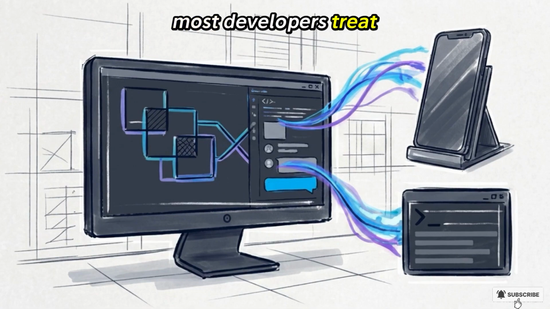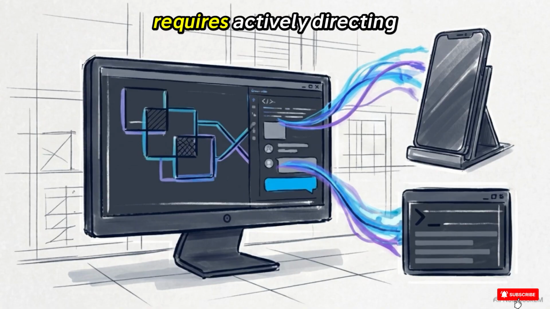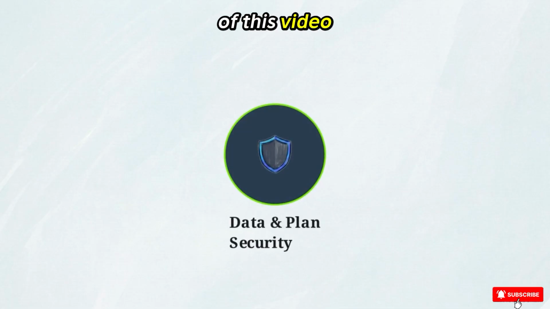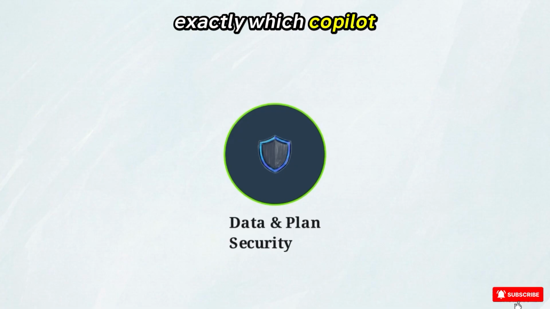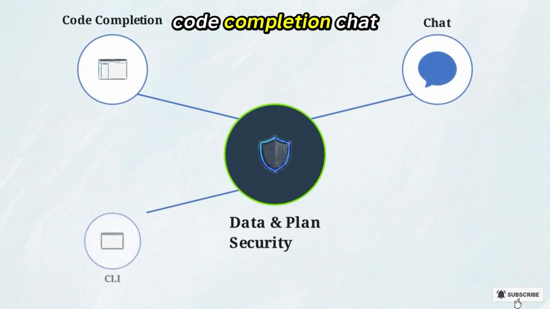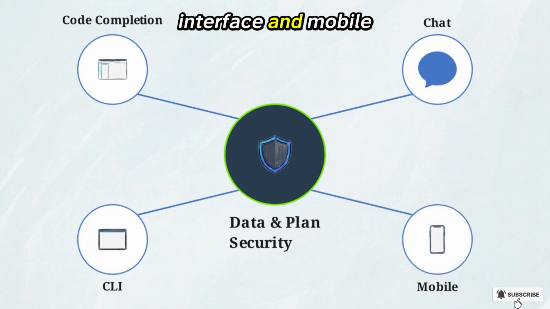Most developers treat AI assistants like a supercharged autocorrect, passively waiting for suggestions. But real velocity with GitHub Copilot requires actively directing a dynamic environment. By the end of this video, you will know exactly which Copilot plan fits your data requirements and how to command its 4 primary interfaces: code completion, chat, the command line interface, and mobile.